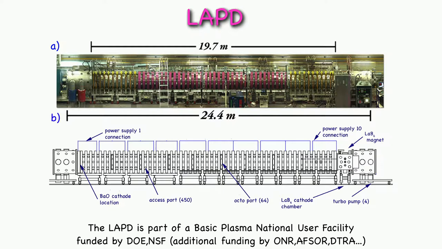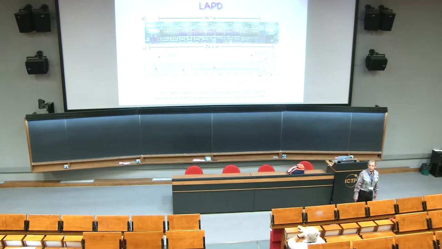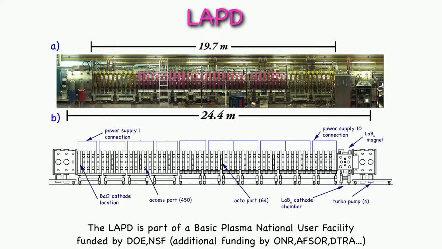So this is a large plasma device. You've seen a couple pictures of it before. The one thing I'll point out that maybe hasn't been mentioned is it has 450 access ports, many of them with valves. So there's an enormous amount of locations where you can put probes and spectrometers and so on the machine. It's also a user facility.